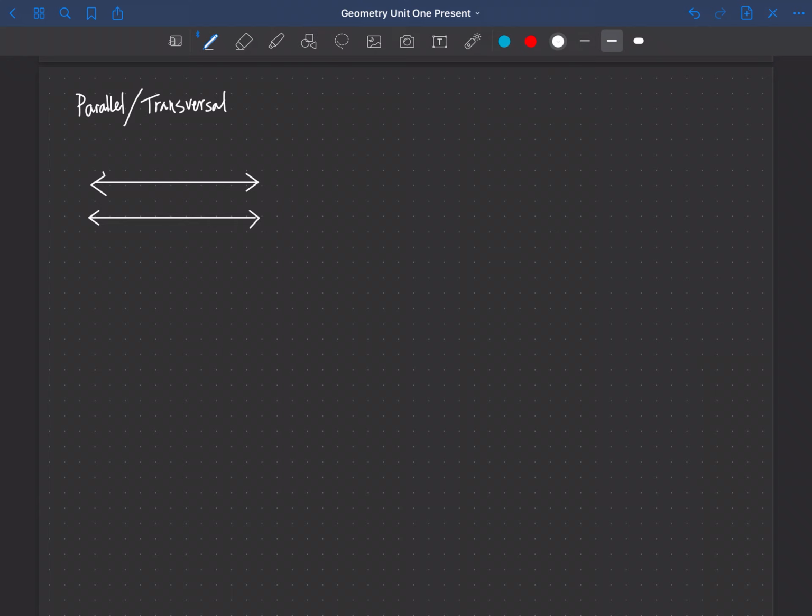And then we have a transversal. So a transversal is a line that intersects two other lines. So I will label this as a blue line. In the process, we create eight angles, and they're actually angle pairs that we can talk about that have a special relationship.